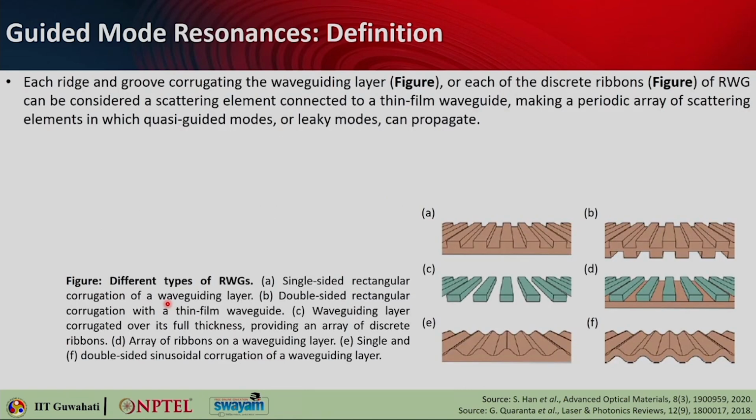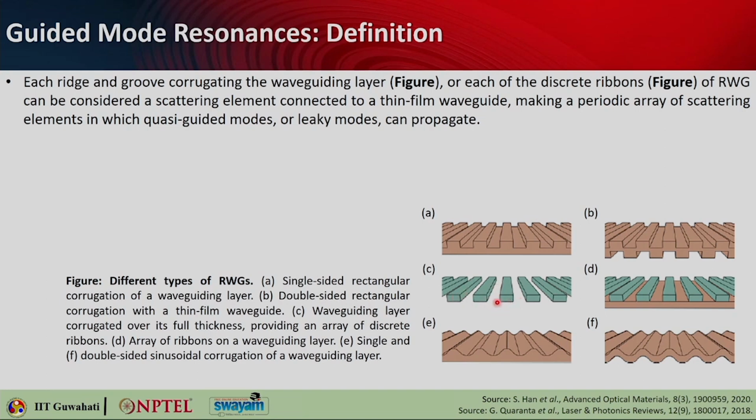Now, depending on the geometry, there are different types of RWGs, okay. So, each ridge and groove corrugating the waveguide layer that you see, this is how you are corrugating the waveguide layer, okay. You can actually design different kinds of RWGs. So, this one, as you see, is a single sided rectangular corrugation of the waveguiding layer, but this one is a double sided corrugation, okay. This one is a waveguiding layer corrugated to its full thickness.